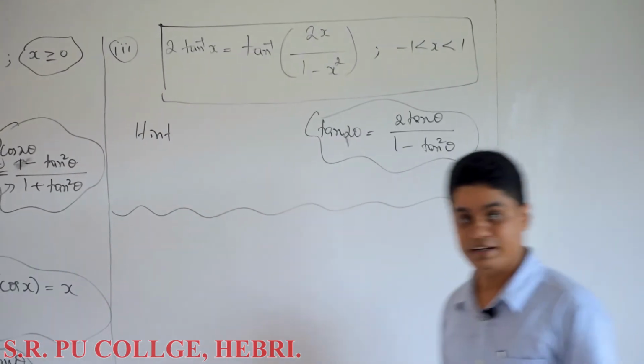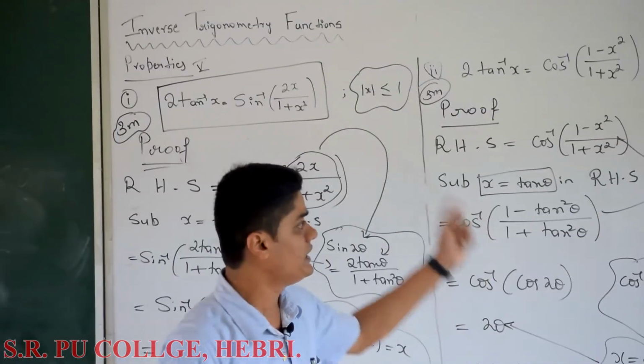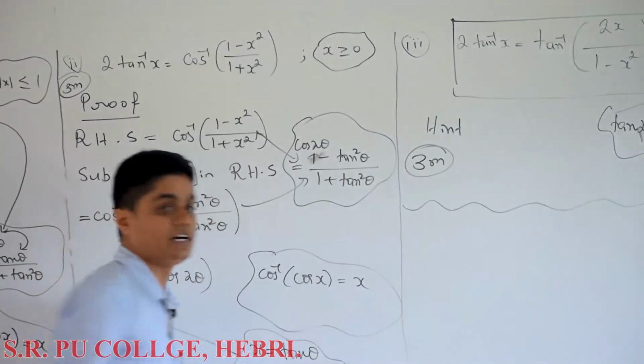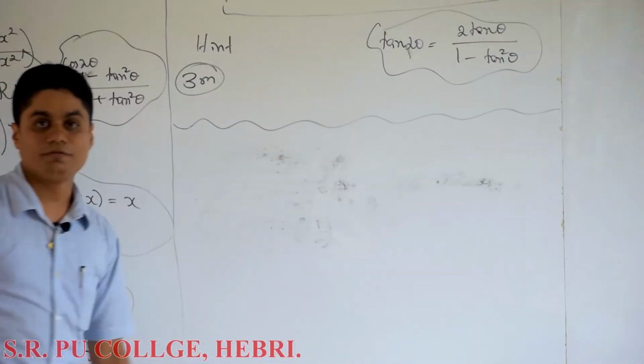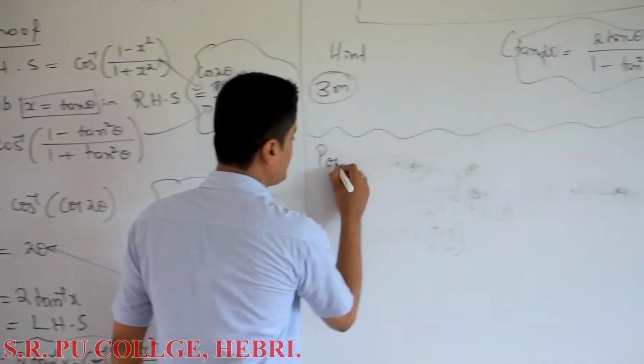So these are the 5 different sets of inverse trigonometric properties. As a formula you should remember them, and you also have to learn the proofs. All these proofs are for 3 marks. So one more set of properties we have in inverse trigonometric functions, that is property number 6.